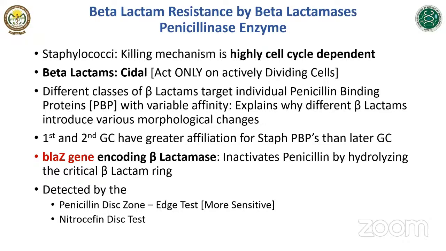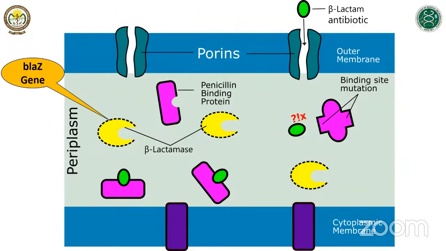The detection of the penicillinase enzyme uses two tests, of which the penicillin disk zone edge test is the most sensitive, and the nitrocefin disk test is also available. Before we go to the table, if you go through this diagram, it shows that most of the action happens in the periplasmic area, where most of the enzymes are present, whether carbapenemases or beta-lactamases. You can see the blaZ gene produces the beta-lactamase enzyme that is present in the periplasmic space. It has an affinity for penicillin and inactivates it.